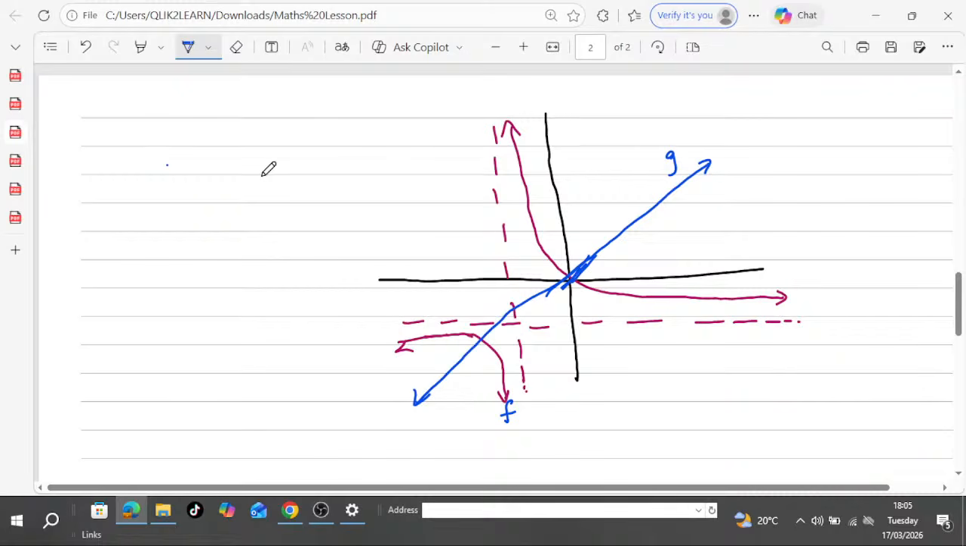Okay, let's say that we have been given a point here which is (3, 3).